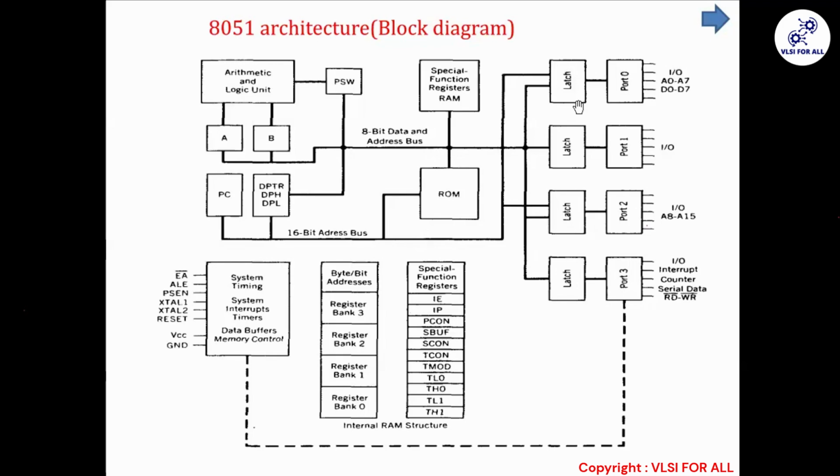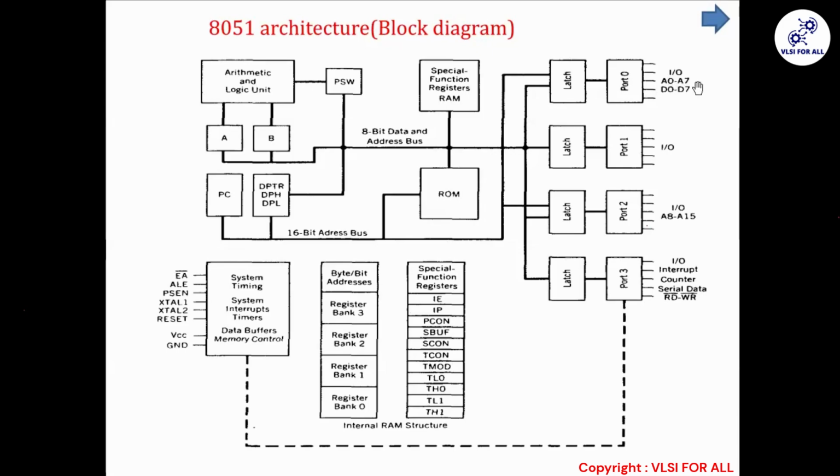Now, exploring this external circuit, we'll talk about port 0. What has been written for port 0? IO, that is input or output. My port 0 works as an input port or output port. The 8 pins of port 0 work as the input pin or as the output pin. Other than that, it works as the address also. Which address? A0 to A7.